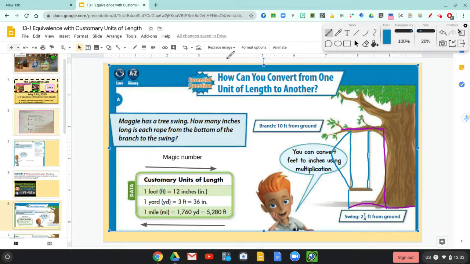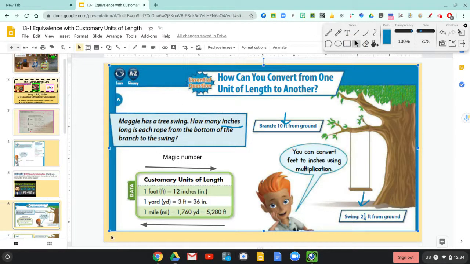So one important thing is we are going to be looking at the different measurements that they gave us. So here you can see they gave us the measurement in feet, right? 10 feet and 2¼ feet. But they're asking for how many inches. So we're going to have to do a conversion. So let's take a look how we are going to do that.